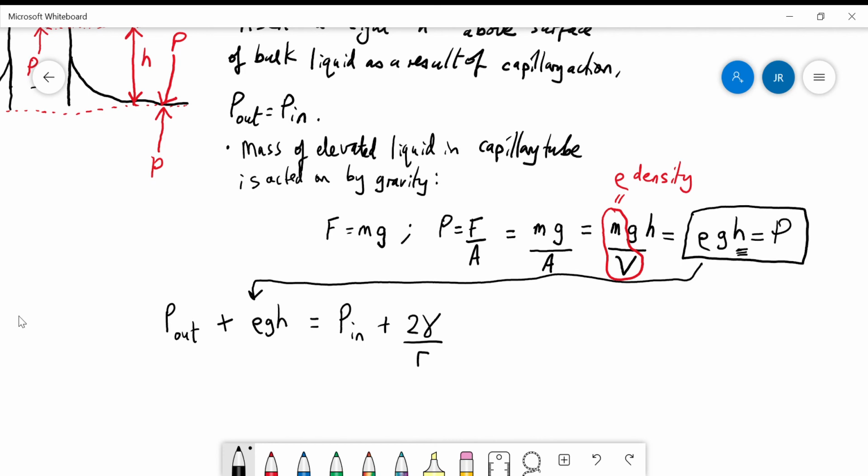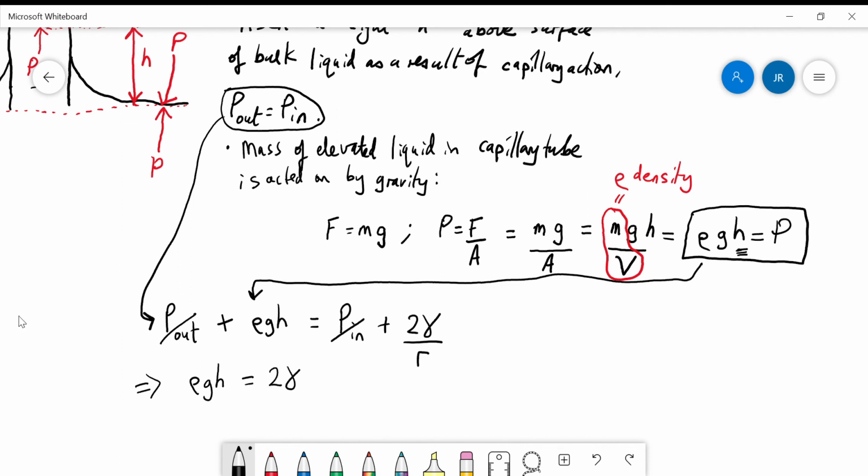Now, recall something we said earlier. Earlier we said that when the capillary action is played out, P out is equal to P in. So if we now consider that here, then the P out and the P in become common terms to both sides, so I could just go ahead and cancel them. So I'm left with rho g h, density, gravitation, height, is equal to twice surface tension over radius of capillary tube.